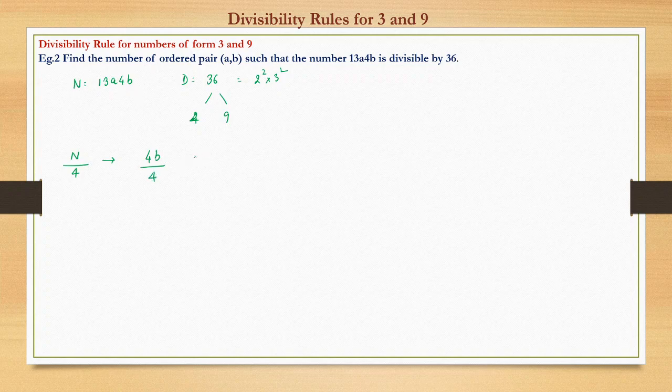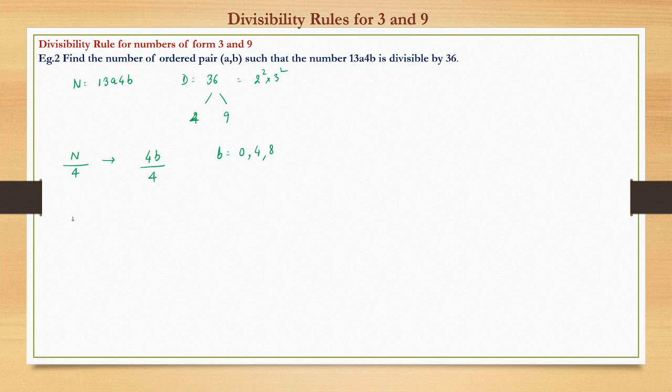So from here we can say that B can take a value of 0, or 4, or 8. Then only will the last two digits be 40, 44 or 48. These are the three numbers which will be divisible by 4, right? So B has three possible values from here.